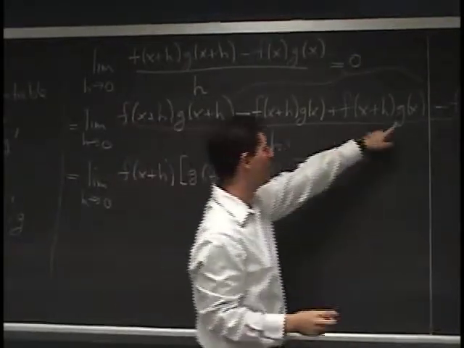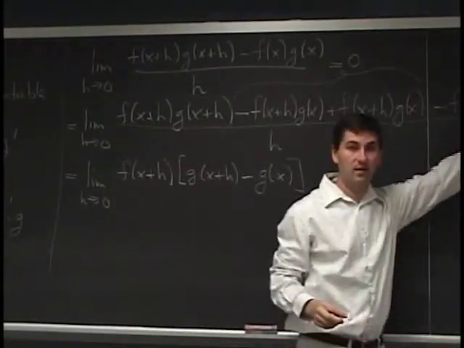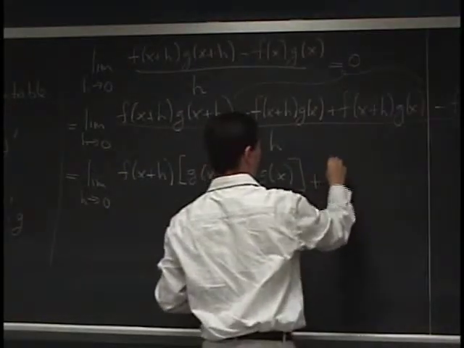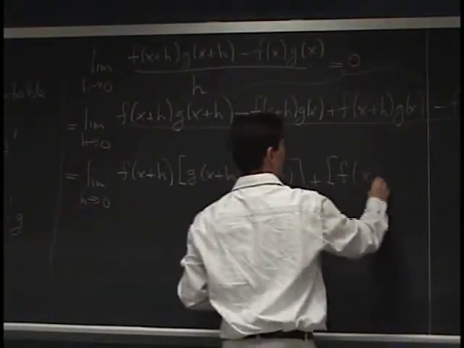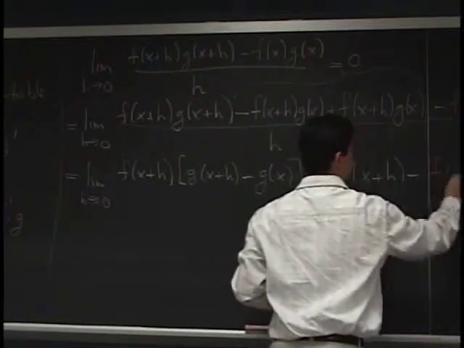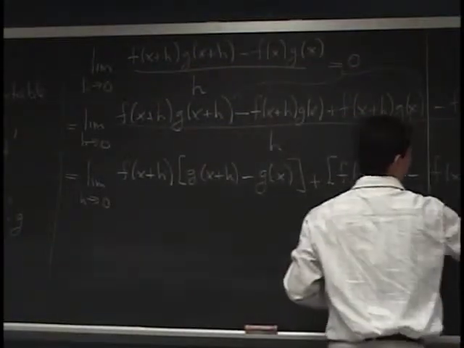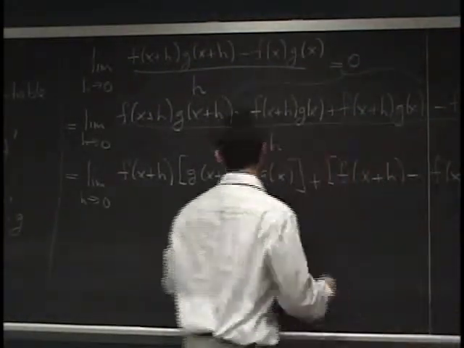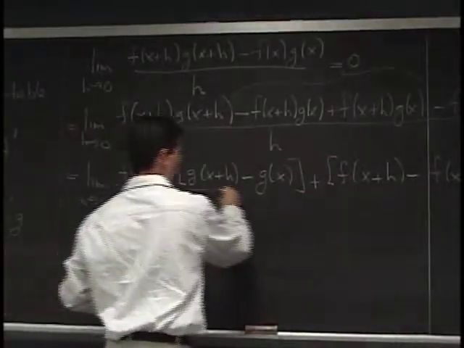Now the second two terms both have a g of x inside. Okay, so I can factor that out. And what am I left with? Well, f of x plus h minus f of x. Oh, this is really starting to look good. Of course, everything is still over h.